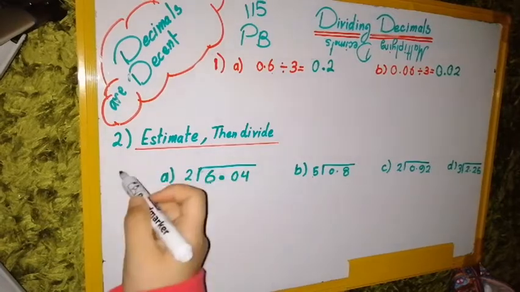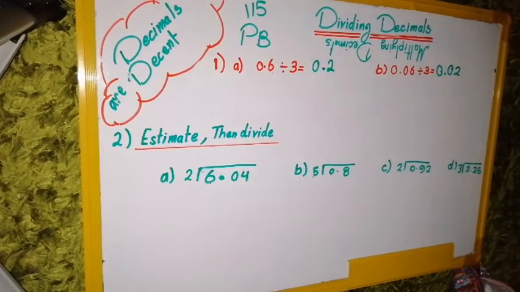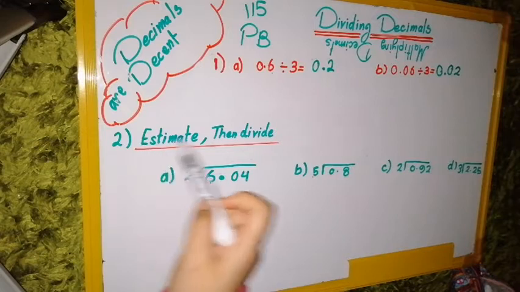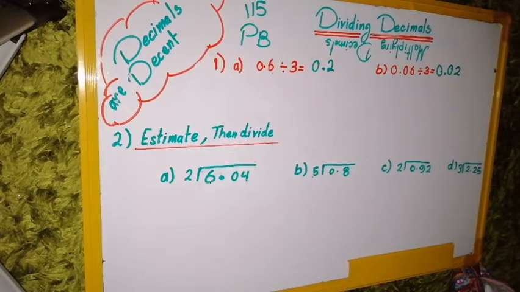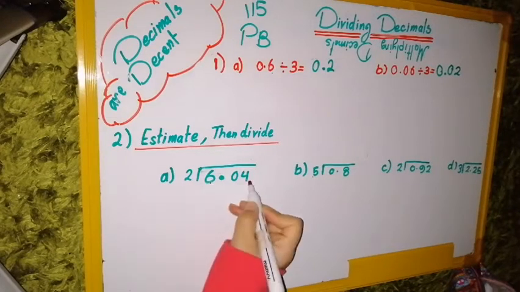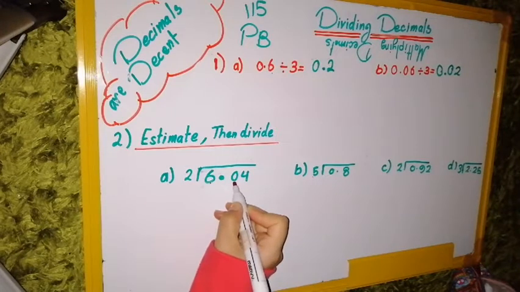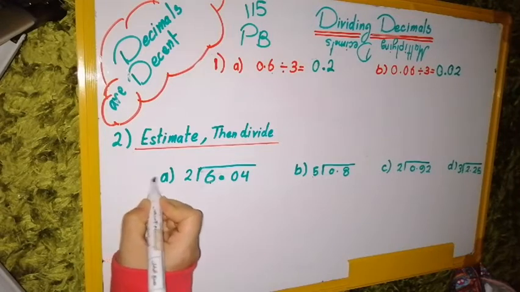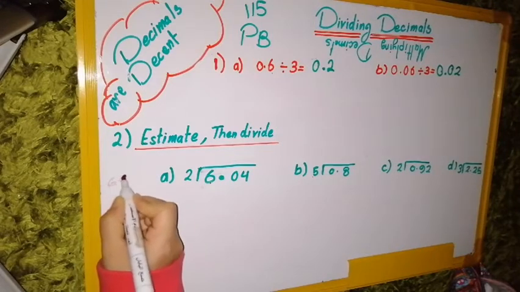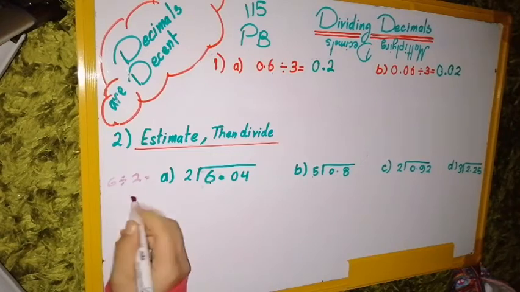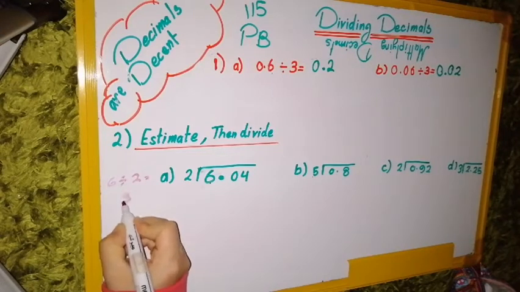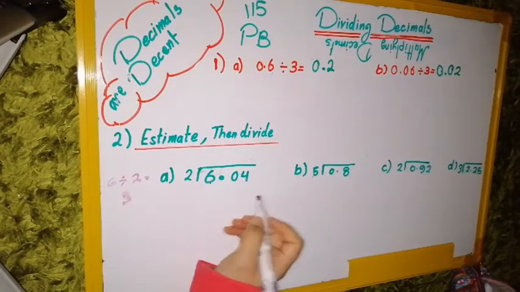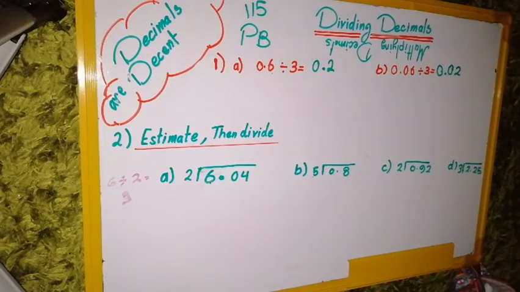Now let's see the next, exercise 2. Now can you figure something? He is asking me to estimate then divide, so I'm going to estimate first. How can I estimate this? Now I'm going to round this number to 6, and here after the point I have 0, so I'm going to ignore it. 6 divided by 3, so I will say 6 divided by 2 is 3. This is something easy. Now the next step is to divide.